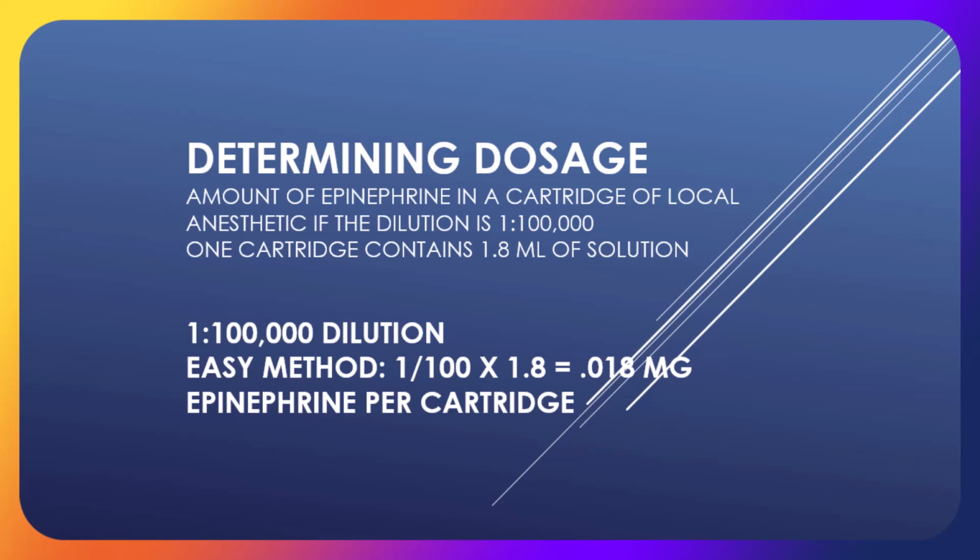When we're determining dosages, we take the amount of epinephrine in a cartridge of local anesthetic, and if the dilution is 1 to 100,000, one cartridge contains 1.8 milliliters of solution. So we divide that and we get the 0.018 milligrams of epinephrine per 1.8 milliliter cartridge. And then, like in the previous slide, we divide the healthy 0.2 by 0.018 to get 11 cartridges, or the cardiac dose of 0.04 divided by 0.018 to get the 2.2 cartridges.